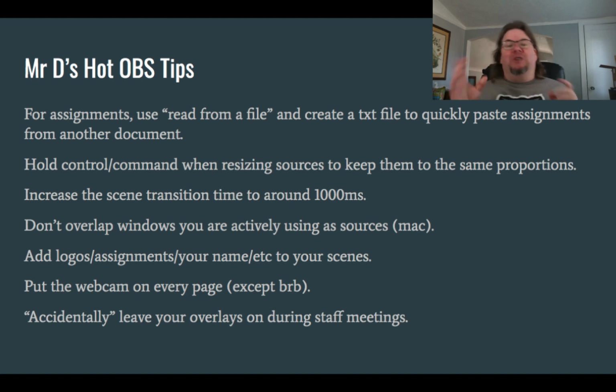Tip number 2, hold command and control when resizing sources so they don't stretch in weird ways. A lot of them are kind of locked to proportions, but it's still a good idea because some of them aren't, and you'll end up with weirdly stretched text, things like that. Increase the scene transition time to about a second. I think it starts off really quick, but it feels more natural when it takes a little bit of time.